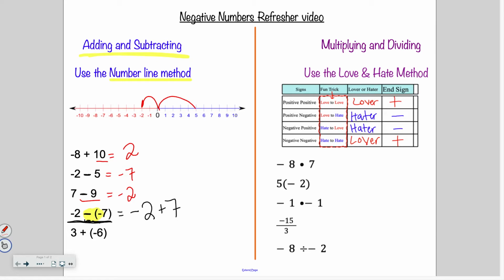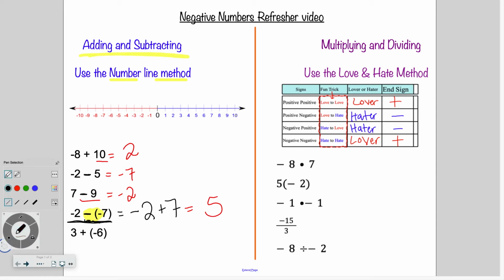So you're going to end at +5. You don't need the plus sign. Sometimes I put it in just to remind myself that it's there. But +5 for that one. And then last but not least, 3 plus -6. Again, 3 plus -6. That looks a little bit messy.